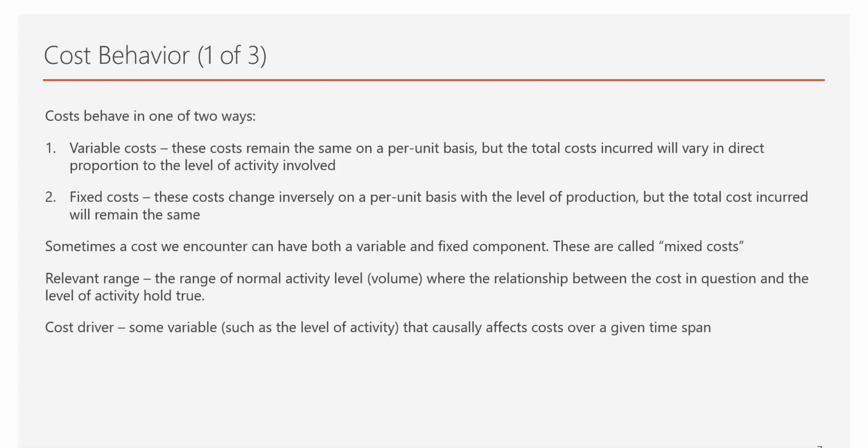One other thing we need to identify is a cost driver, and that's usually some variable. What is it, such as a level of activity, that causally affects costs over a given time span? If we incur a total cost, what is the activity that's causing that total variable cost to increase? The level of activity. The more we make, the larger the total cost. That would be a cost driver.